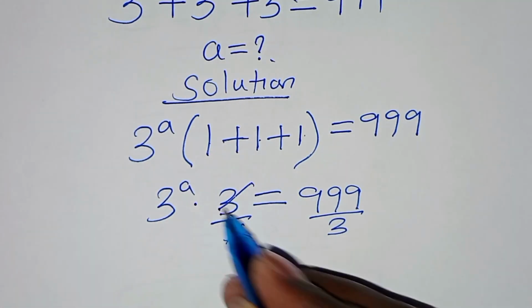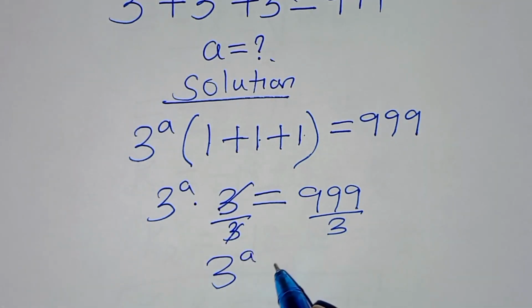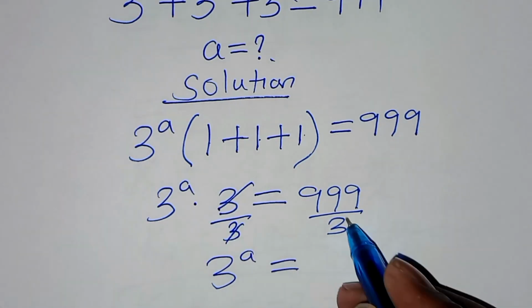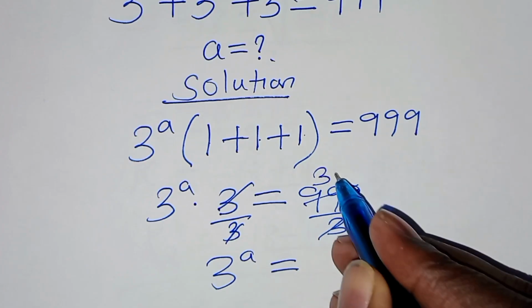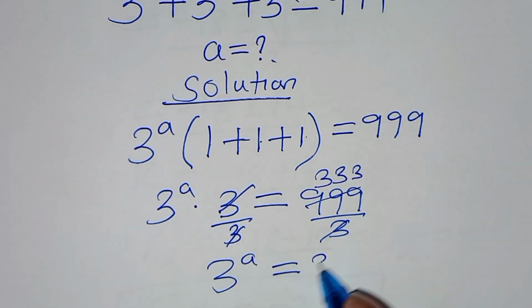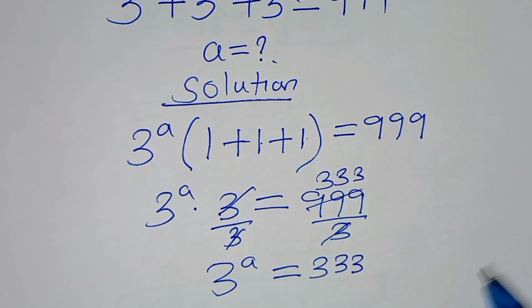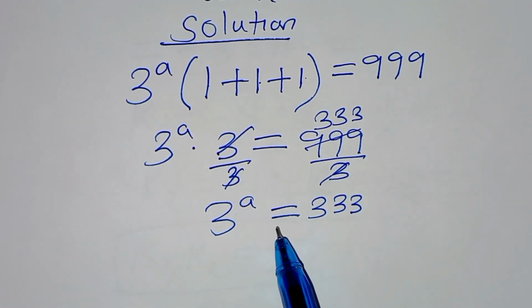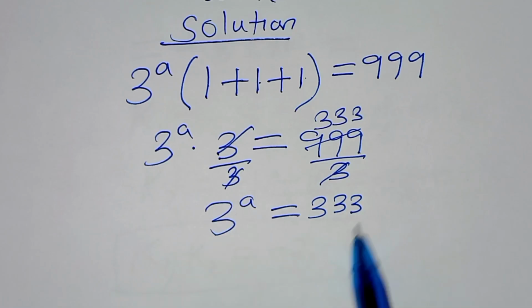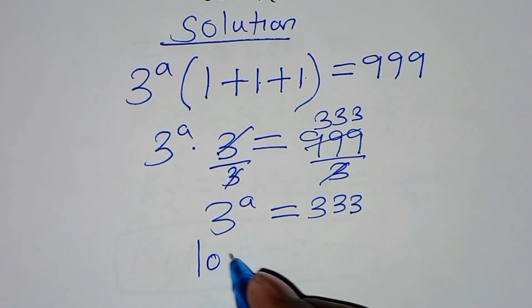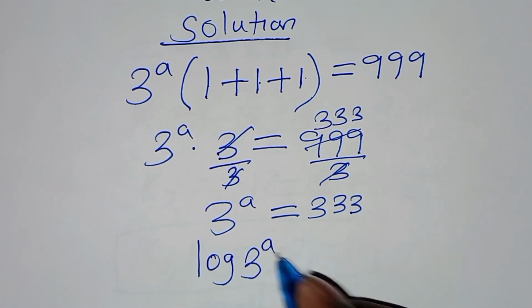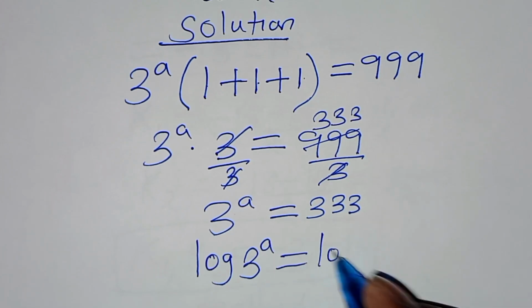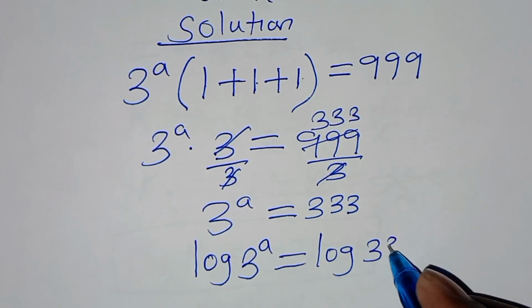So that here we'll have 3 to power a. This is equal to, if you simplify here, this is the same thing as 333. So we have 333. The next step, so for the value of a, we need to introduce the logarithm on both sides. So we'll have log 3 to power a. This is equal to log 333.